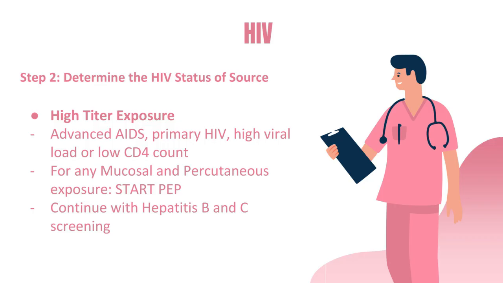For HIV positive with high titer exposure, they either have advanced AIDS, primary HIV, high viral load, or low CD4 count. For any mucosal and percutaneous exposure, it is recommended to start PEP. It is also recommended to continue with hepatitis B and C screening.